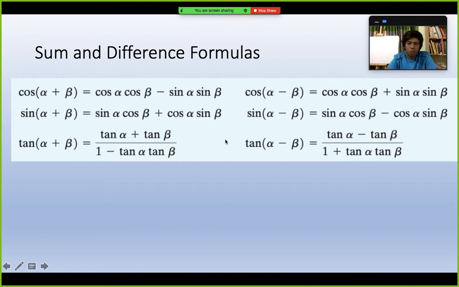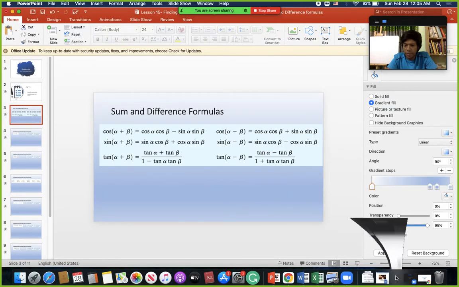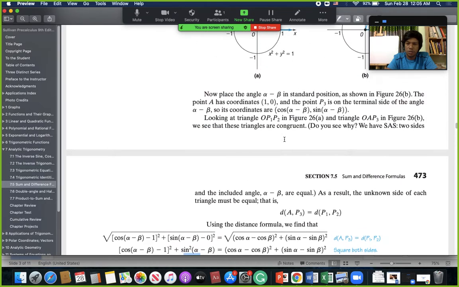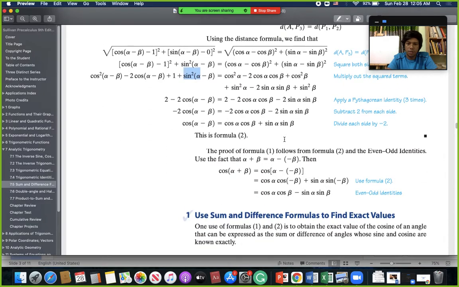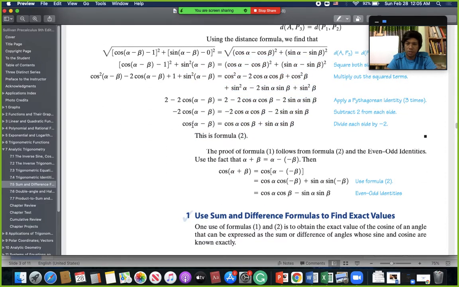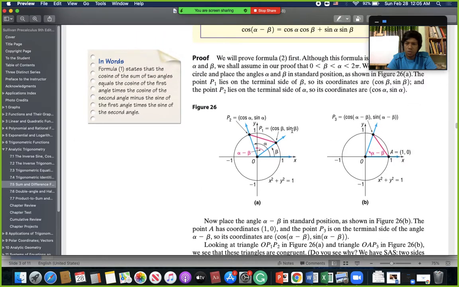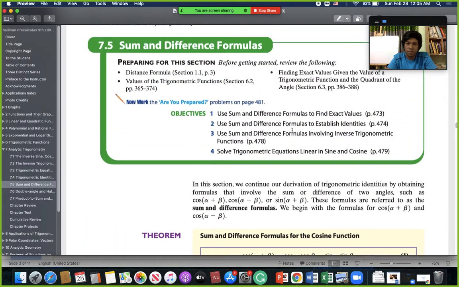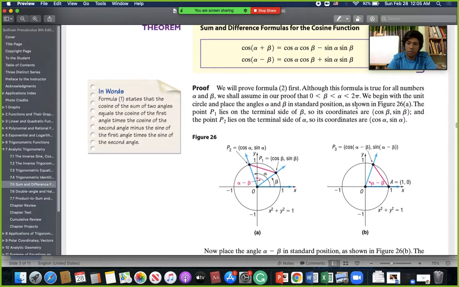If you are interested in how this formula comes, there are a couple of explanations in the book. For the first one, cosine, they try to prove how we get cos alpha minus beta equals cos alpha cos beta plus sin alpha sin beta. This is the first page of this section 7.5, as you can see, and you will also see it in the book.